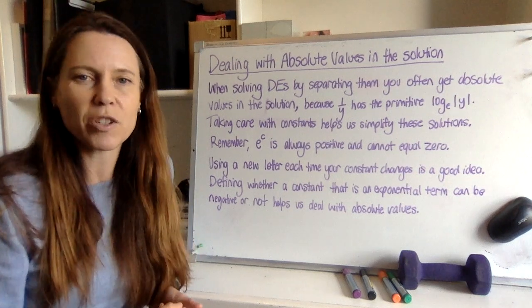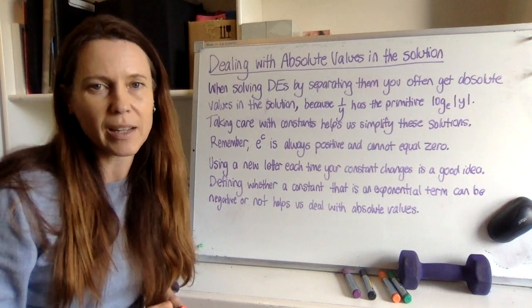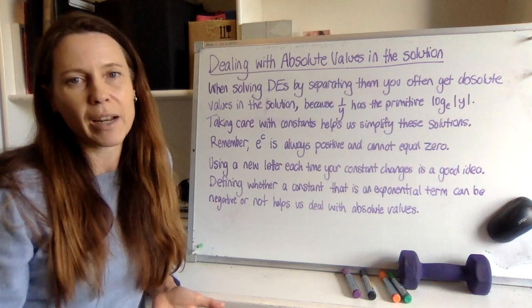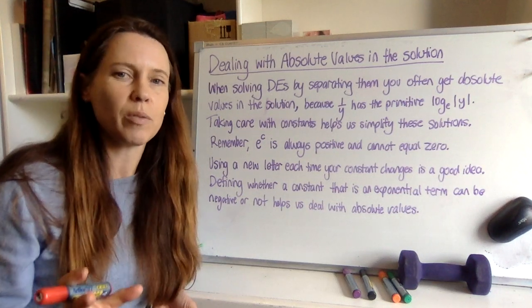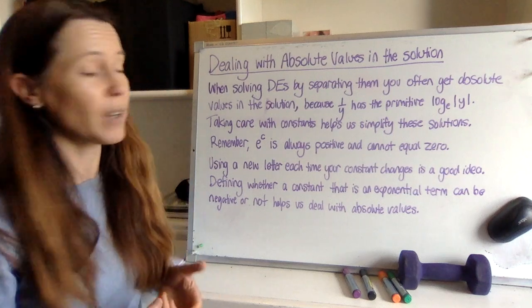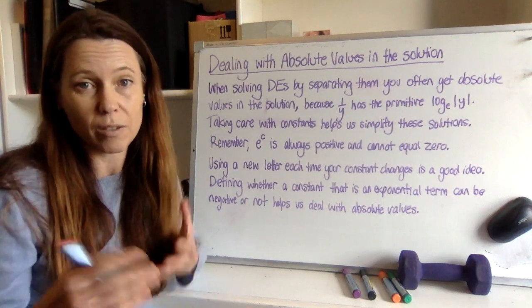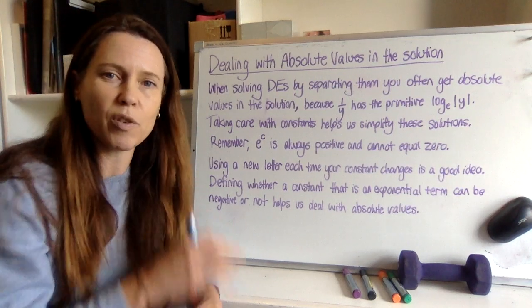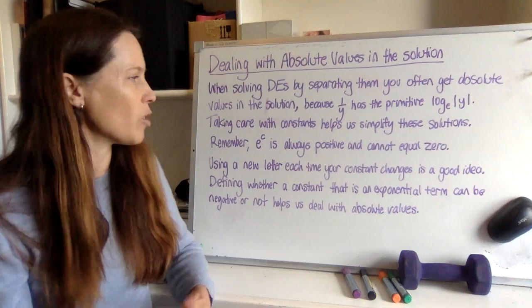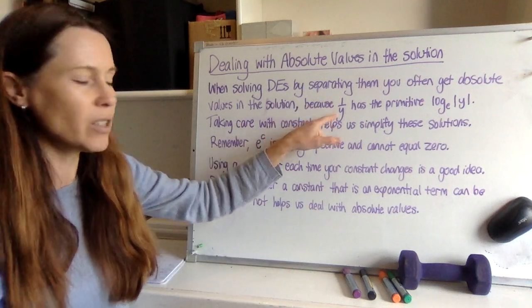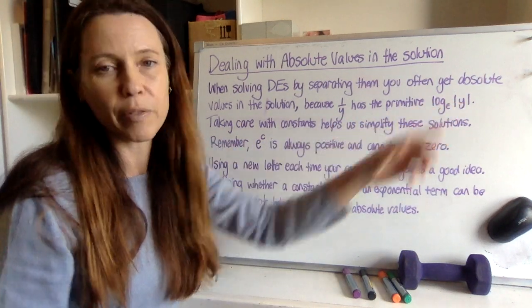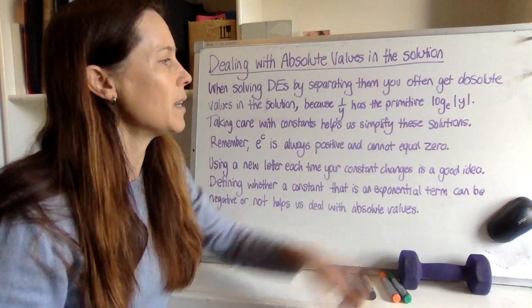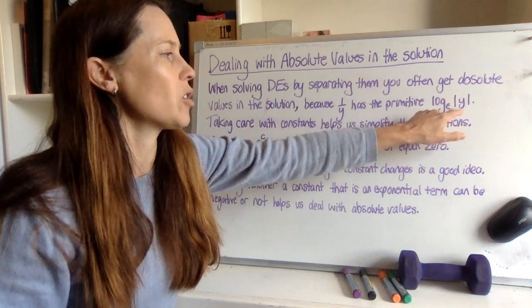Now, when we're solving differential equations with this separation technique, we're frequently going to find that we get absolute values in the solution. And we're going to get them even with the most simple function of y. In fact, the simplest function of y is just y. And when we perform that step of dividing both sides by the function of y, we end up having to integrate 1 over y. And it's got the primitive, the natural log of the absolute value of y. So these are the absolute value brackets that show up.